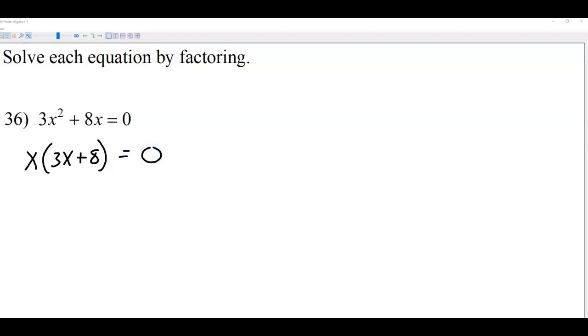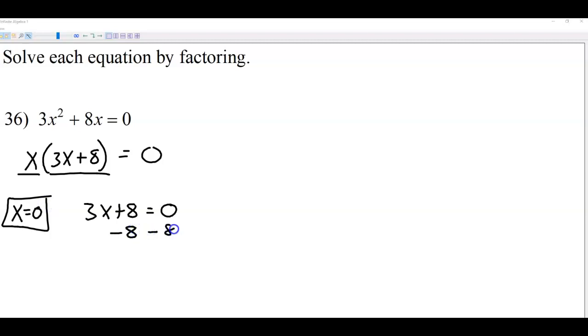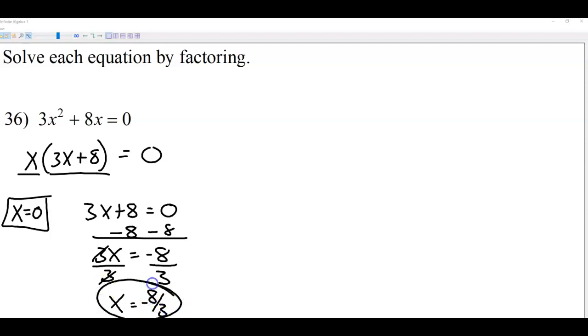Now that I've factored it, we take each factor and we set each one of them equal to 0 and solve. This one's already solved, but as for this one, we got to do a little work. And we get negative 8/3.